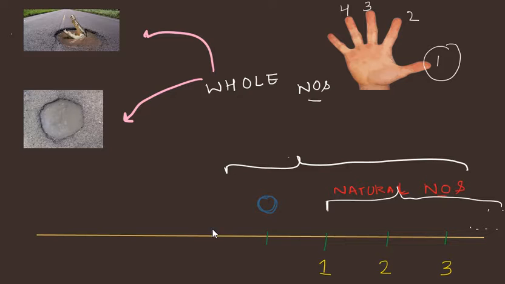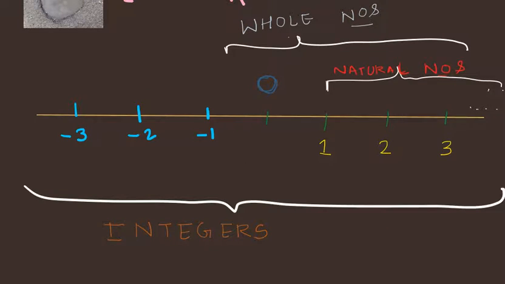Now let's extend the number line to the negative numbers. So it will be -1, -2, -3 and it goes on. So if you include negative numbers, 0 and the positive numbers, it's called integers. So integers consist of both negative numbers and positive numbers. Inside integers one can find the whole numbers, and inside the whole numbers one can find the natural numbers starting from 1.